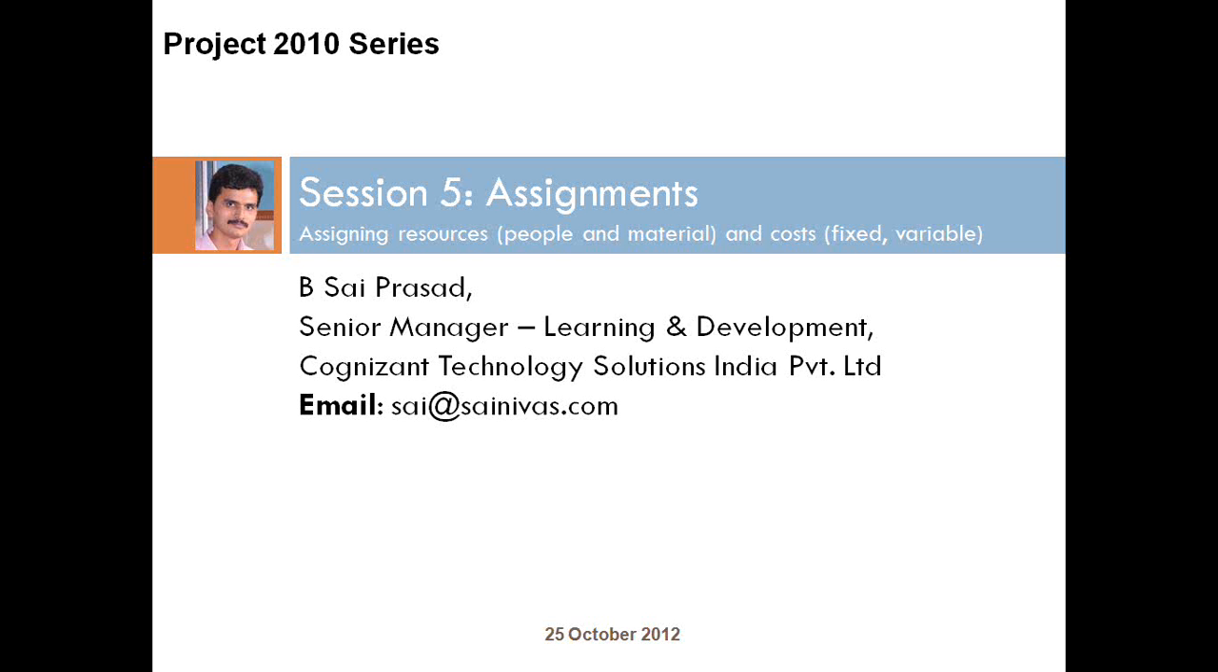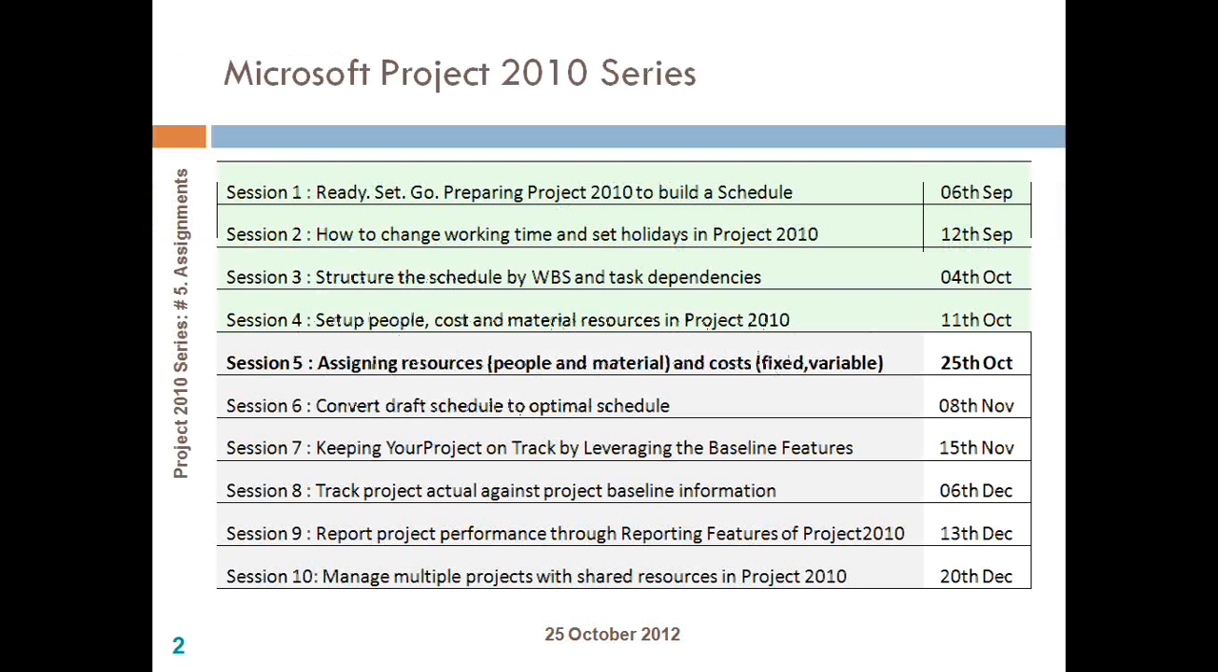Good evening all participants. I welcome you all again for session 5 of this Project 2010 series. Here we are going to talk about how to do assignments in Project 2010. If you have observed the last 4 sessions, we discussed how to custom set a project, how to create your work breakdown structure, and setting dependencies. And in the last session, we talked about how to set up different types of resources as a part of Project 2010. So in today's session, we are going to look at how to assign these resources to your activities so that we have a draft schedule based on which we can do optimization.